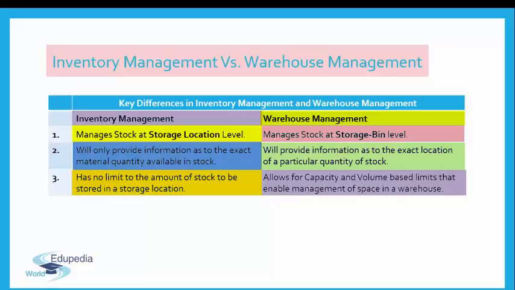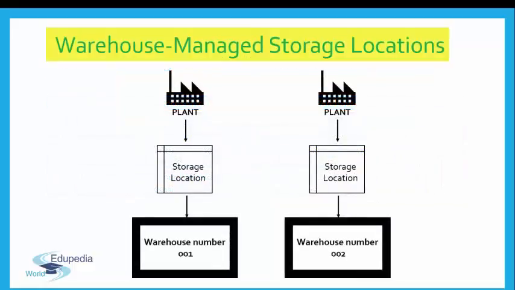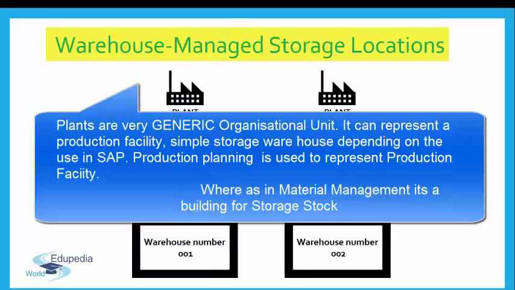We have in SAP what we call plants. This is the organizational unit under which we find storage locations. Now, plants can represent different things. They are very generic organizational units, meaning a plant can represent a production facility or simply a storage warehouse, for example, depending on the use.